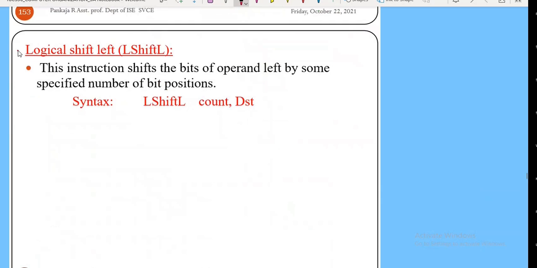The first one, listen carefully, is a very simple concept, and this is a common question in all the question papers. The logical shift left instruction shifts bits of an operand left by some specified number of bits. How many bits to shift, they are going to specify in the instruction. This is the syntax: LSHIFTL count, comma, DST. How many bits? That indicates the count. From which location? That indicates the destination. So how you can write: LSHIFTL hash 2, in case I want to shift by 2 bits, R0.